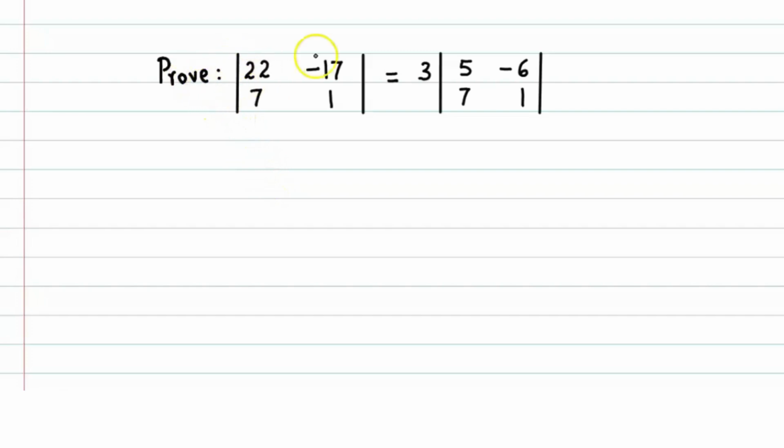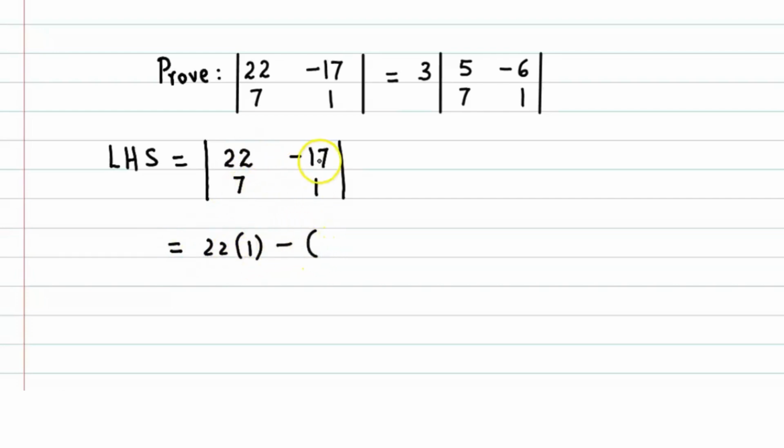Here we have to prove determinant of 22, minus 17, 7 and 1 is equal to 3 times determinant of 5, minus 6, 7 and 1. So let us evaluate the left hand side first. So in the left hand side we have the determinant with elements 22, minus 17, 7 and 1.